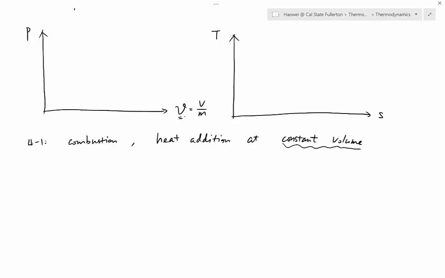A vertical line. And next, up or down. What do you need to check? You need to check the y-coordinate. How does pressure change in 4-1? This is a heat addition process. You add energy into the system, so pressure must go up. So 4-1 must be vertical and up.